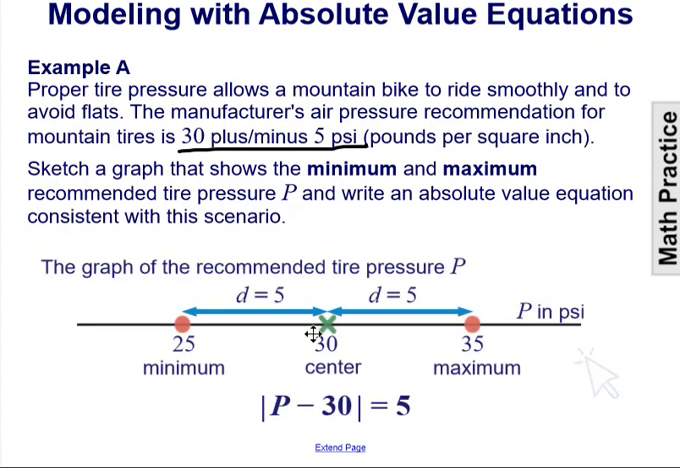So that gives us 30 as a center with 5 to the left moving us to 25, 5 to the right moving us to 35. So 25 is our minimum, 35 is our maximum, and this produces our absolute value equation when we have P for that tire pressure minus 30. The absolute value of P minus 30 would equal 5.